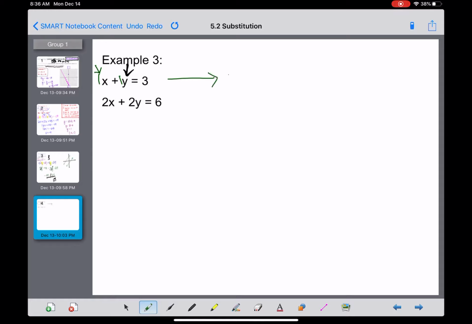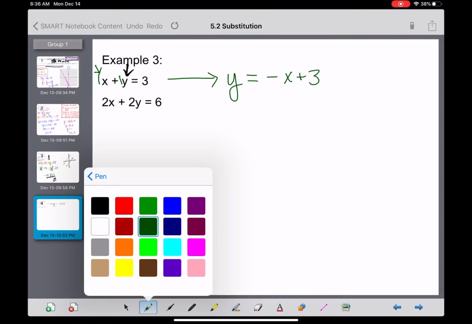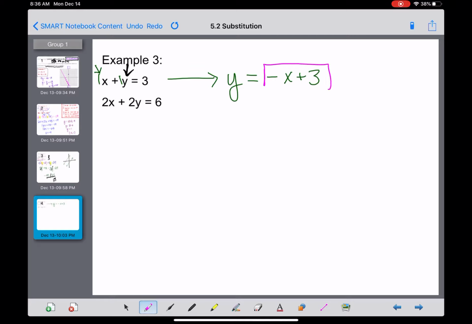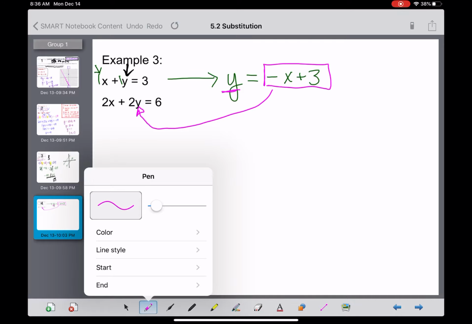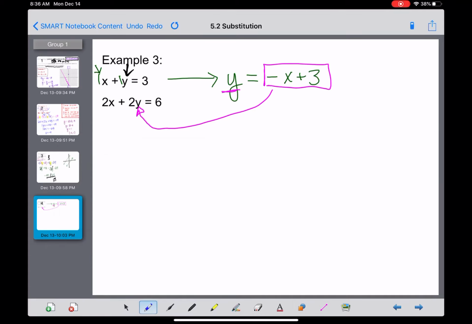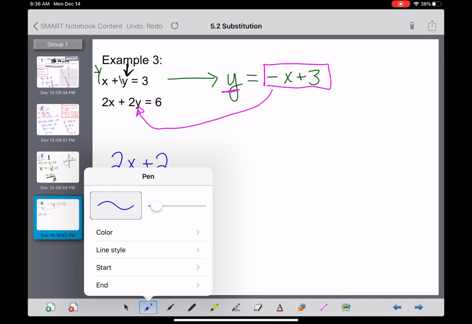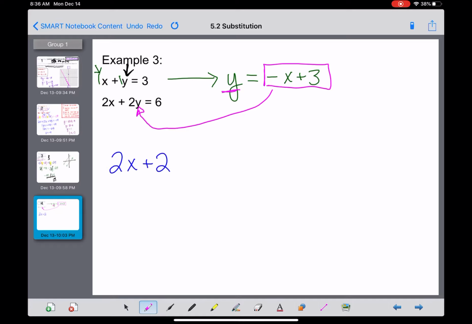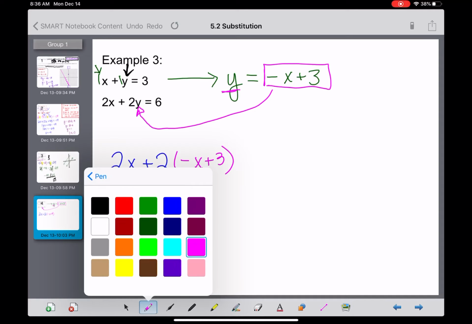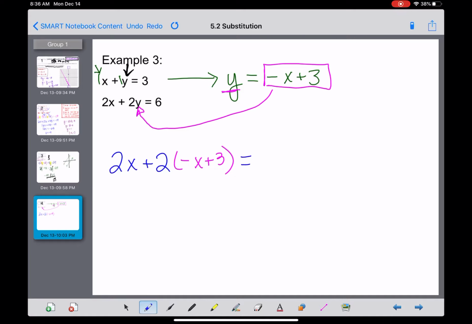In order to get y by itself, I just move x over by subtracting it. Now that I have an isolated variable, I can box what it is equivalent to, and I'll be substituting in for y, since it says y equals, into the second equation. So I rewrite my second equation, 2x plus 2. Here's my substitution piece. Instead of y, I am putting in my box. And then I continue writing the equation equals 6.